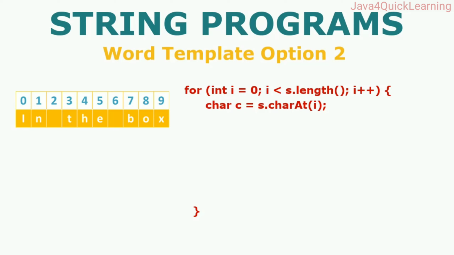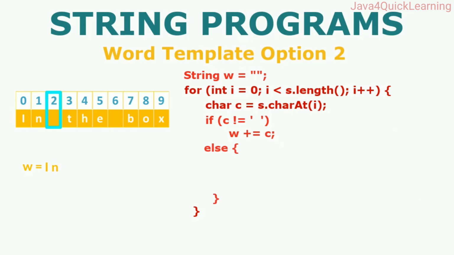In the same template, we will first define a string variable w outside the loop which will hold our word every time. So when we start traversing the string using this template, we will read character by character. We will check if the character is not a space. If it is not a space, we will just add the character to the variable w. We will continue traversal till we get a space. Space means we have a complete word and now we can do word processing as required in our program.